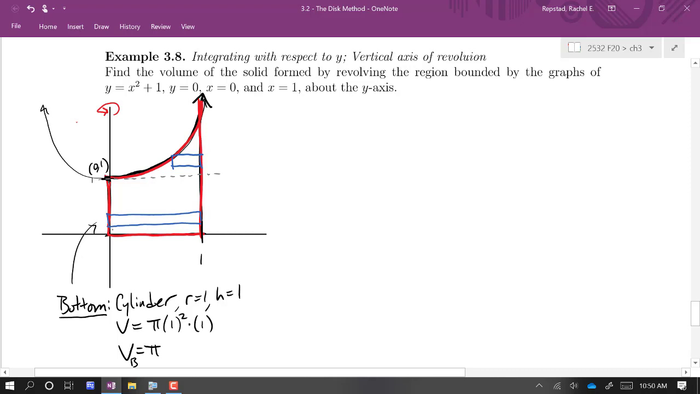Now you could still set that up as an integral. You could say that for the bottom, the radius is always 1, the constant function 1, and you'll integrate 1 from 0 to 1 with respect to y. And then you throw in, of course, the factor of pi that you need. So it'll work out either way, but it's easiest to just think of that as a single cylinder.